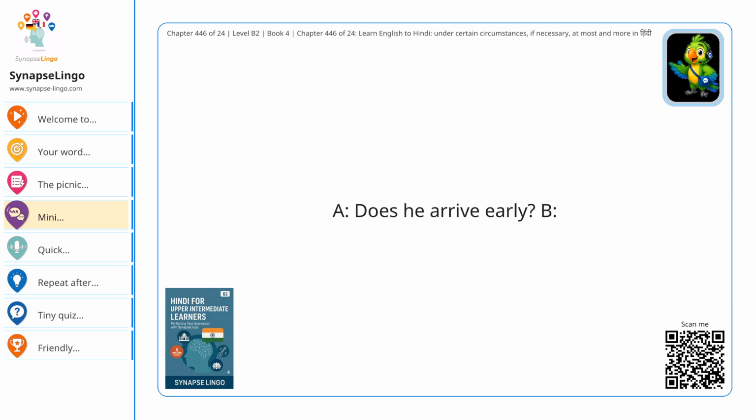A. Does he arrive early? B. आमतौर पर. Yes. A. Is the project done? B. काफी हद तक. A. Was the sky clear? B. ज़्यादातर. Clear. A. Is this a full report? B. No, it is आंशिक. A. Did the machine arrive whole? B. No, it came भागों में.